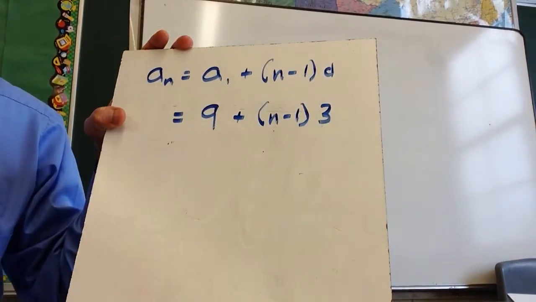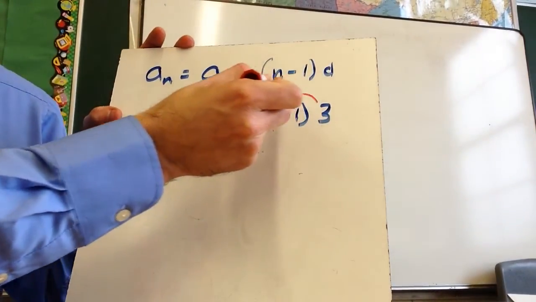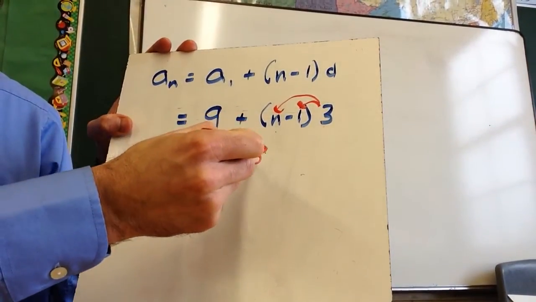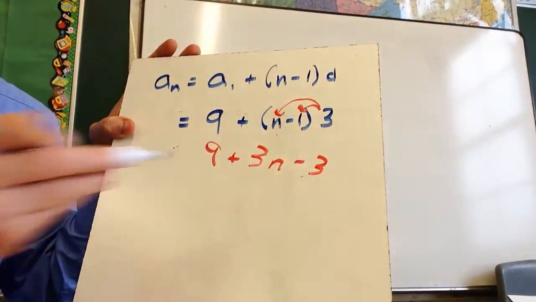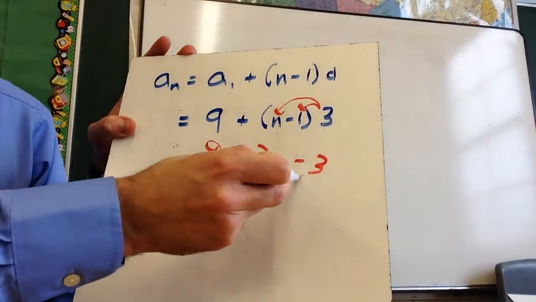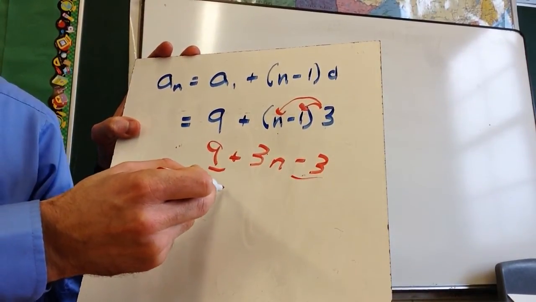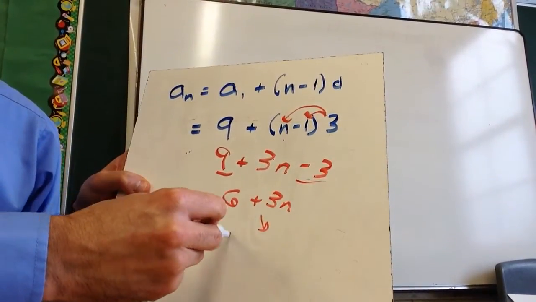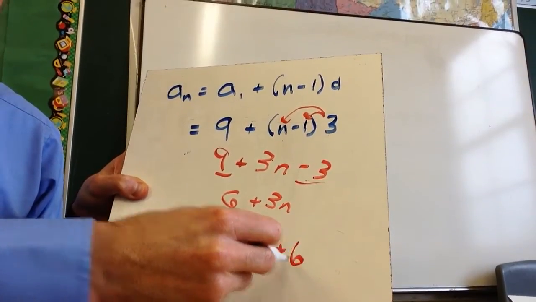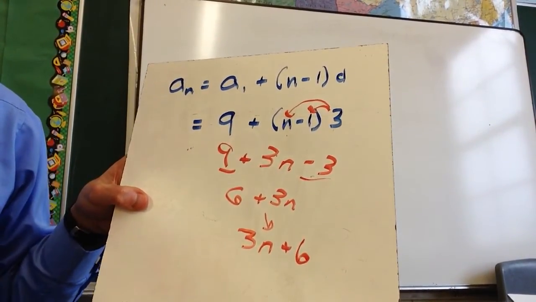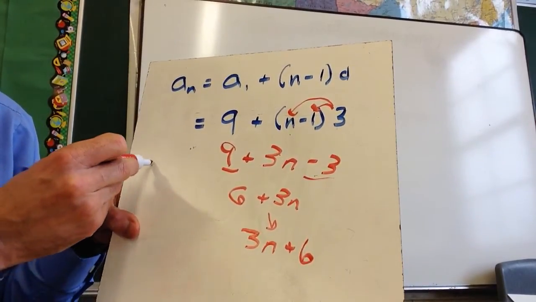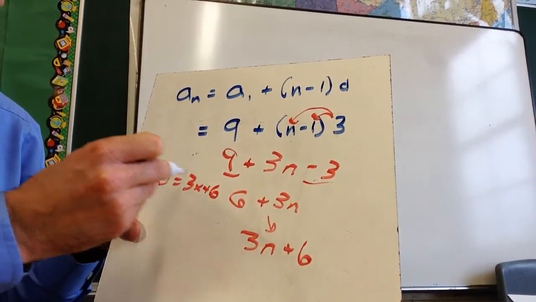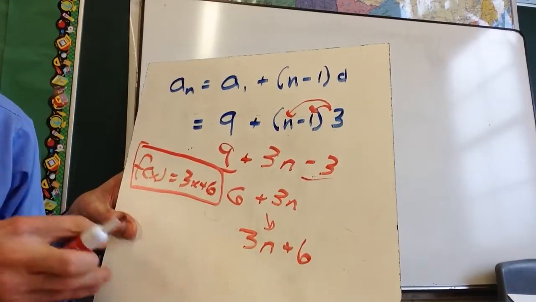plus n minus 1 times the common difference. I'm then going to take this, let's change colors, I've been using green a lot. I'm going to multiply this 3 out, so I got 9 plus 3n minus 3. I then simplify, take these two, put them together, and I get 6 plus 3n, or I could rewrite this as 3n plus 6. Now, the biggest difference between yesterday and today is that instead of calling that n, I'm going to call it x, and instead of calling it y, I'm going to call it f of x. So my equation is going to be f of x equals 3x plus 6.